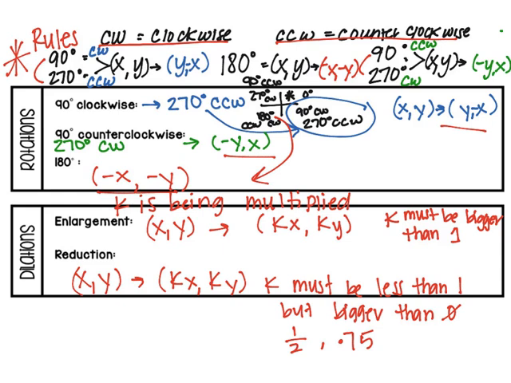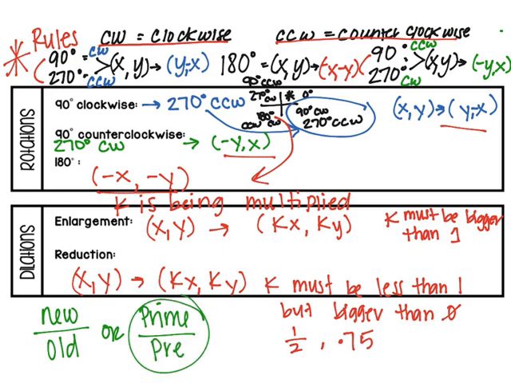This also has another rule that we use. It's new over old, or prime over pre. And that fraction will actually give you whatever your K is. And so that'll help you.